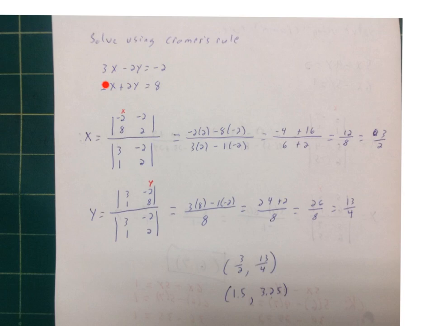So the coefficients of x are 3 and 1. Coefficients of y are -2 and 2. That's what we have in each of these bottom determinants. Coefficients of x, 3 and 1. Coefficients of y, -2 and 2. As you can see here.